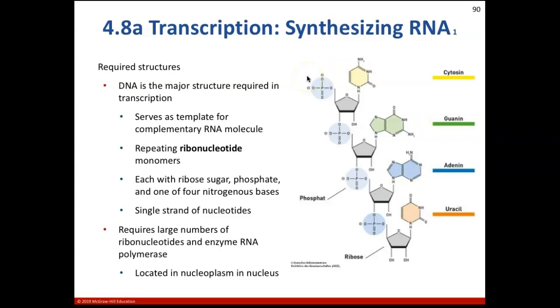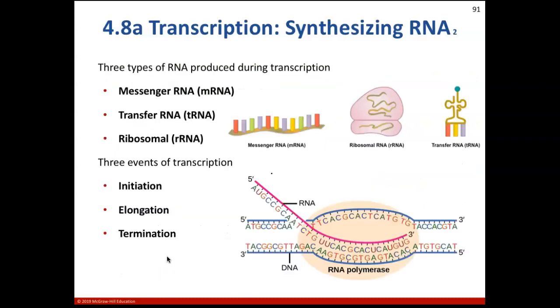We'll also require large numbers of ribonucleotides and an enzyme, RNA polymerase. Again, this is going to be an enzyme. And this is located in the nucleoplasm in the nucleus, because we know transcription takes place in the nucleus.